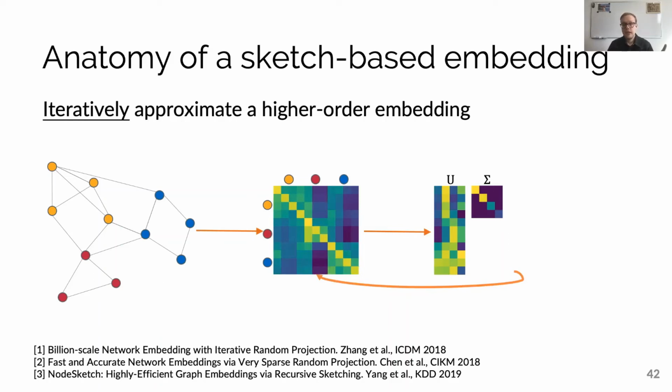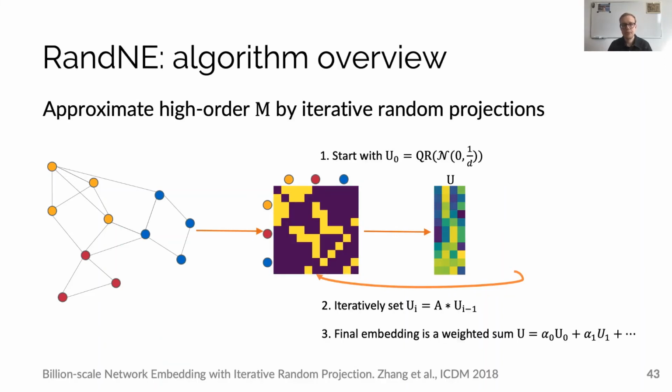So iteratively, what we would approximate is not an adjacency matrix, but rather a higher order matrix related to the graph. The first method is RandNE, introduced in 2018. It actually does approximate a higher order similarity matrix by doing iterative random projections, but I swear other methods do not approximate a higher order matrix.